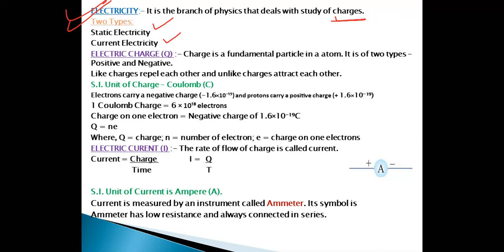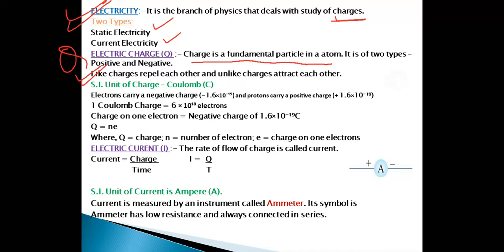Now let's read about the electric charge. An electric charge is represented with the capital letter Q. The charge is the fundamental particle in an atom. It is of two types, positive and negative. So what is electric charge? It is fundamental, which means in all the atoms charge is present, and there are two types of charges, positive charges and negative charges. Like charges repel each other, unlike charges attract each other. This is one of the properties of charge.